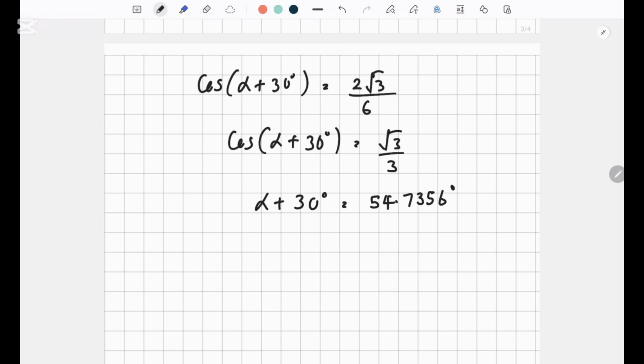And let me just check the radian then. Yeah, that's a decimal place too. So we can just write it down like this. So alpha equals 54.7356 minus 30, which is 24.7356. So we found our angle alpha.